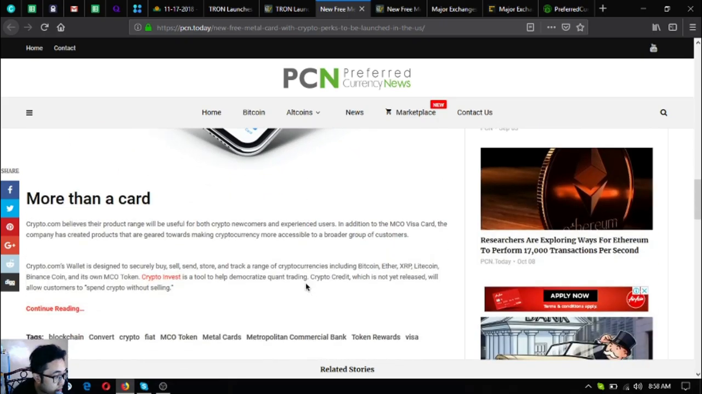So more than a card. Crypto.com believes their product range will be useful for both crypto newcomers and experienced users. In addition to the MCO Visa card, the company has created products that are geared towards making cryptocurrency more accessible to a broader group of customers. Crypto.com's wallet is designed to securely buy, sell, send, store, and track a range of cryptocurrencies including Bitcoin, Ether, XRP, Litecoin, Binance Coin, and its own MCO token. Crypto Invest is a tool to help democratize quant trading. Crypto Credit, which is not yet released, will allow customers to spend crypto without selling.